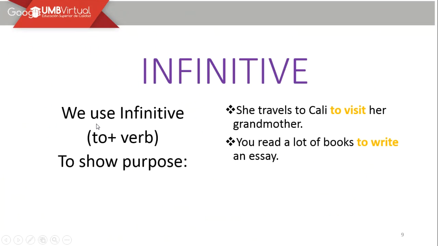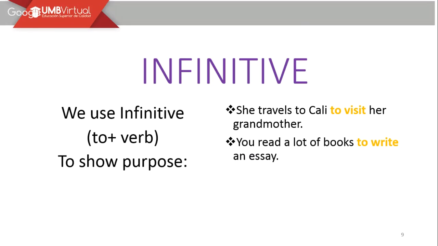So right here, as you can see, when we want to show a purpose about something, to show an objective or a goal, we are going to use this structure. She travels to Cali to visit her grandmother. You read a lot of books to write an essay. Como vemos acá, ¿cuál es la idea principal de estos enunciados? Mostrar un propósito. La primera es que ella viaja a Cali para visitar a su abuela. O tú lees muchos libros para escribir un ensayo.